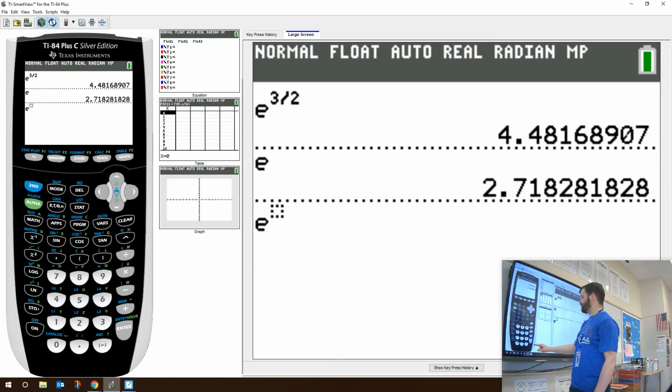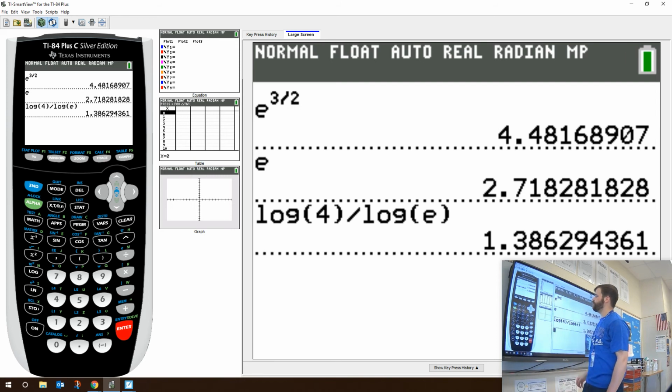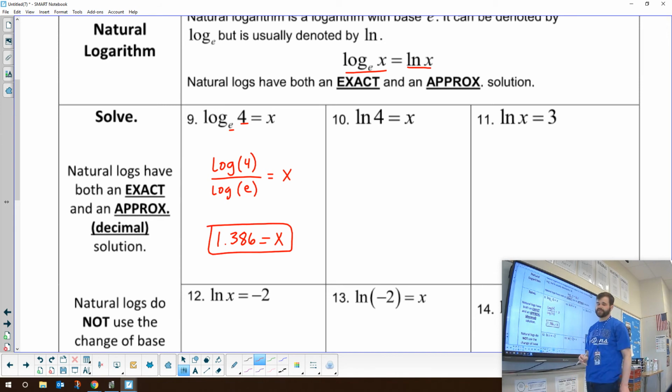We can go log base 4. See, I didn't clear out. We're going to go log base 4 divided by log of, and we can go second e and close this parentheses, and we get our answer of 1.386, and it rounds down to 6 there, so it's going to stay 6. So 1.386 is going to be my answer. X equals 1.386. And that's my solution here.